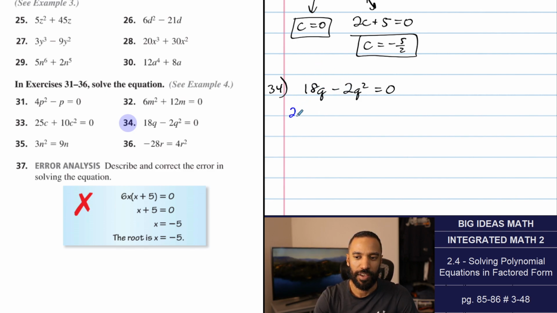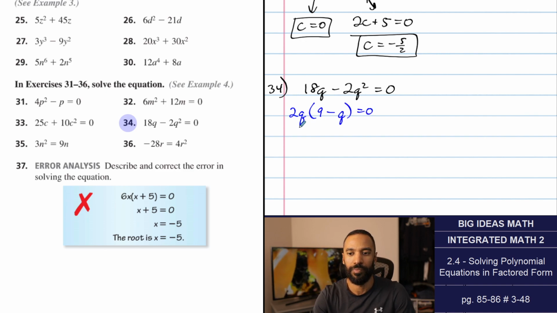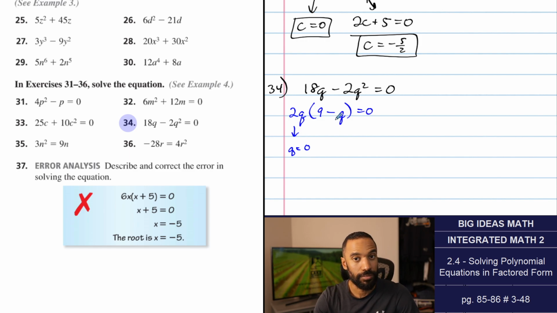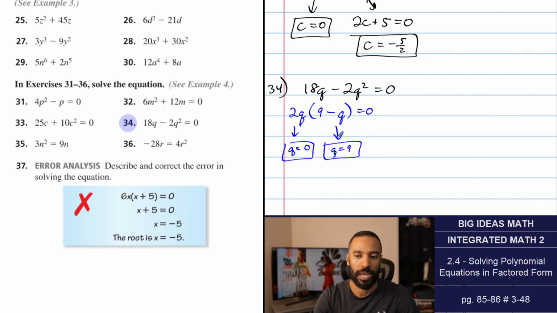18 and 2 can both divide by 2, and q is the smaller of those things here. 2q times, and here we have 9. Boom. Minus, it looks like 1q. 2q times 1q is 2q squared. So 9 minus q equals 0. If 2q equals 0, then q equals 0. If 9 minus q equals 0, well, 9 minus 9 would equal 0, right? q equals 9.